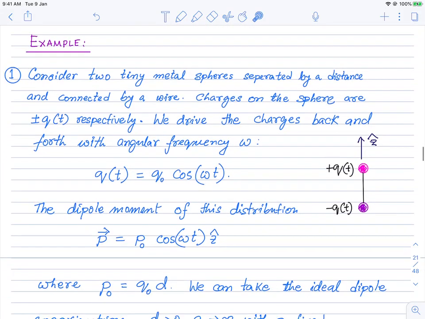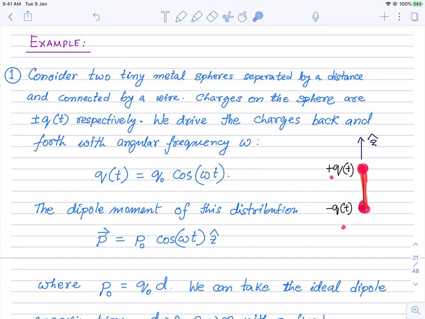Okay, so that is an example that I have. I've worked out a couple of examples here. Let's say you have two spheres, plus q and minus q, connected by a wire and drive a current through it, so that the charges are fluctuating among the two spheres. Okay, so that is going to change the dipole moment because the charge is fluctuating. So the dipole moment will change with respect to time, but the direction of the dipole, the z direction, is going to remain fixed. Okay, so this is one of the cases in which dipole radiation can happen.